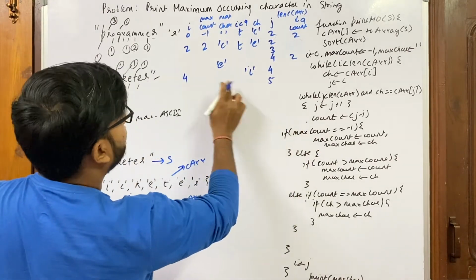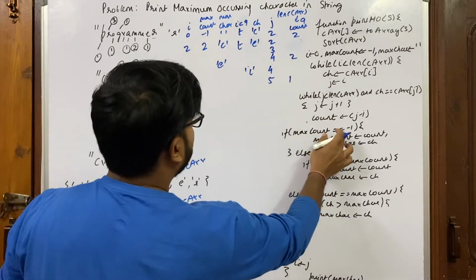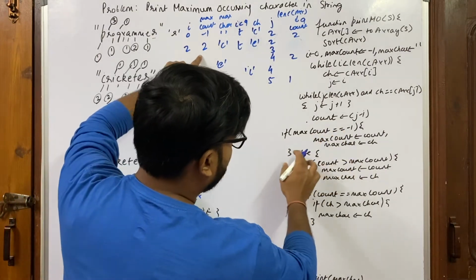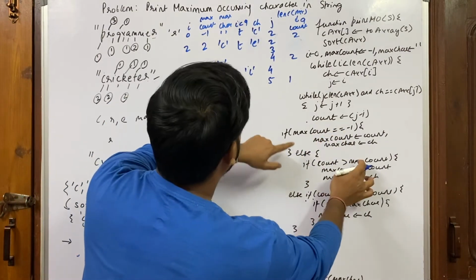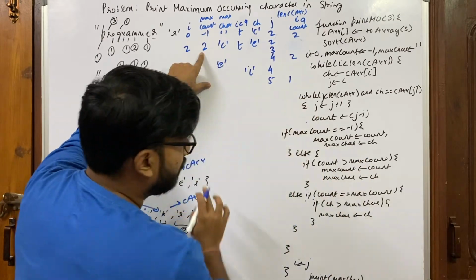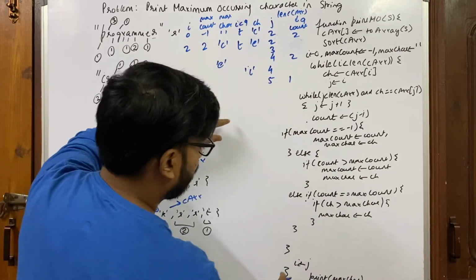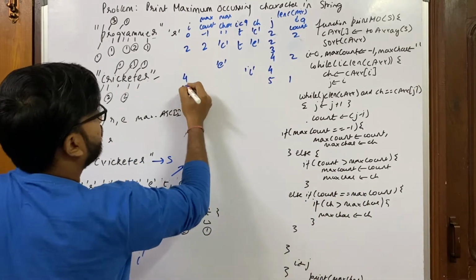Count is j minus i, 5 minus 4, count is 1. Okay, so max count is equal to minus 1, max count is 2, 2 is not equal to minus 1, you come here. Else, count is greater than max count, false, 1 is not greater than 2, false. None of this is true. Count is equal to max count is also not true. You come out here. i is set to j, i becomes 5.